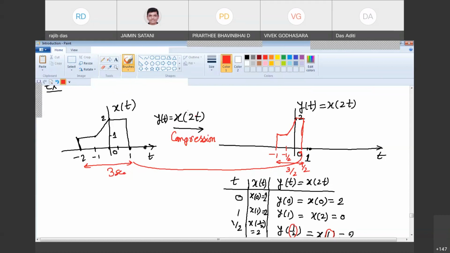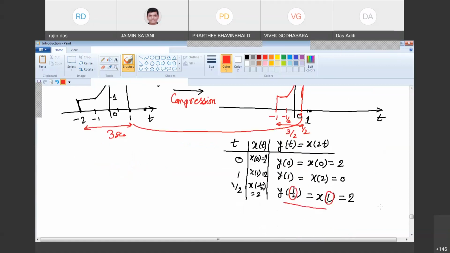So whenever some value is multiplied with t, and that parameter value is more than 1, then it is compression. So in general, we can conclude that x of at is compression if a is greater than 1, and is expansion if a is within 0 to 1.